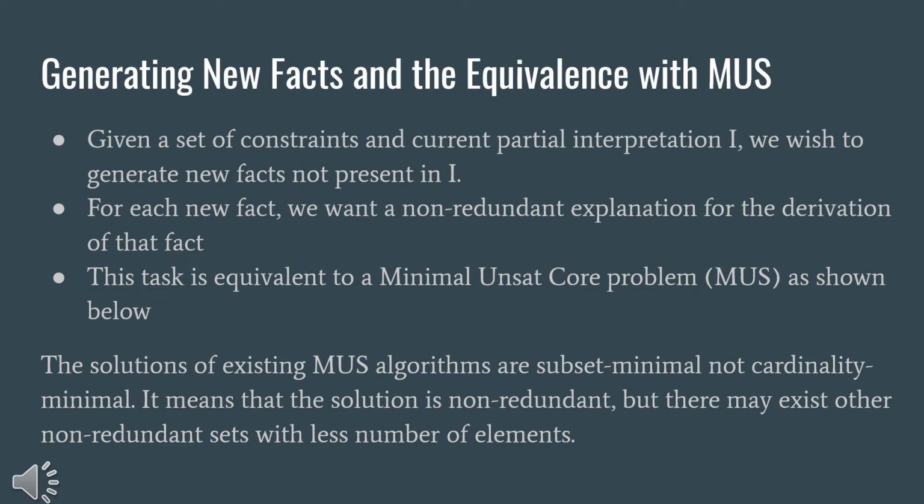Now, how to generate new facts which are currently not present in I? For each new fact, we also want an explanation for the derivation of that fact. We show that this task is equivalent to solving a minimal unsatisfiable core problem. It has to be noted that the solutions of minimal unsatisfiable core problems are subset minimal, not cardinality minimal. Subset minimal implies that if one of the elements, that is one of the constraints in the set, is removed, it is no longer an explanation. But there might exist other subset minimal sets with cardinality less than the one returned by the MUS algorithms.